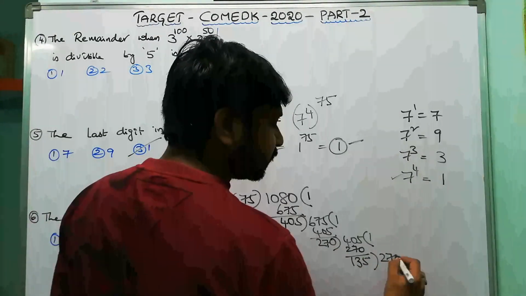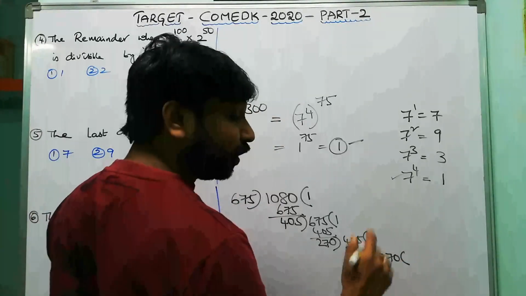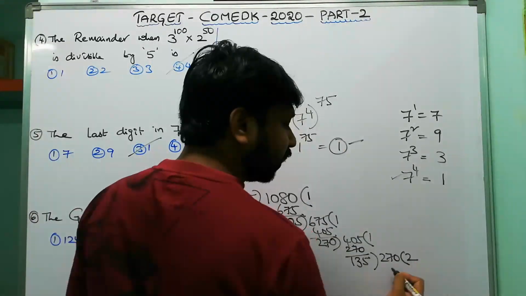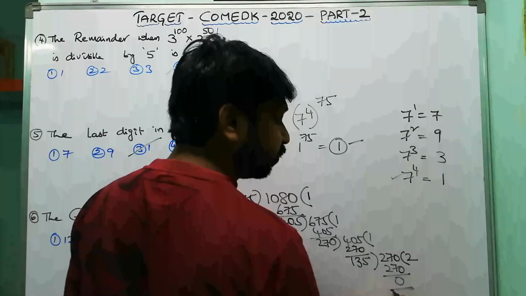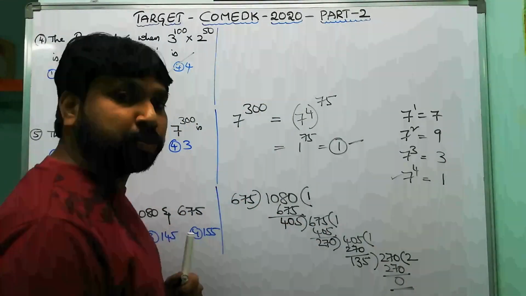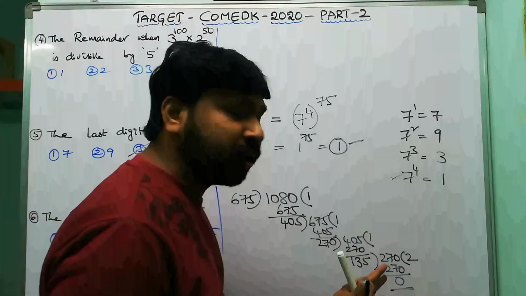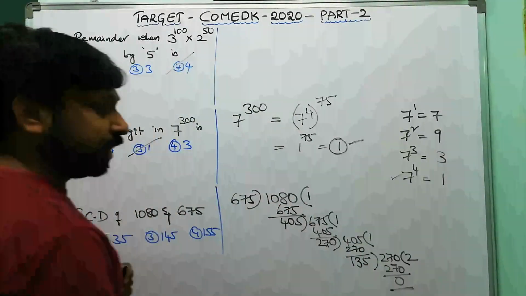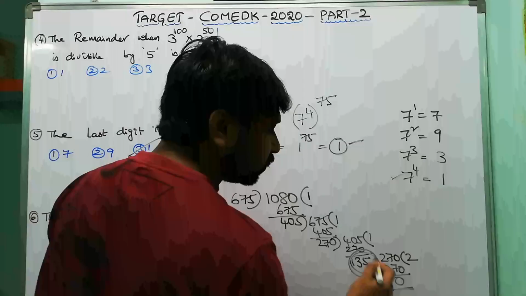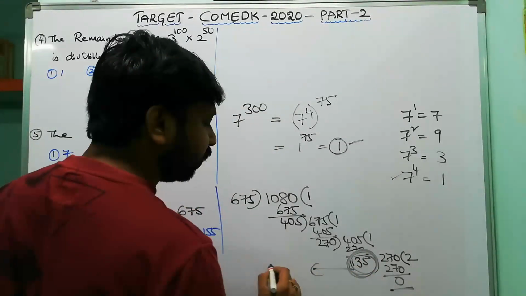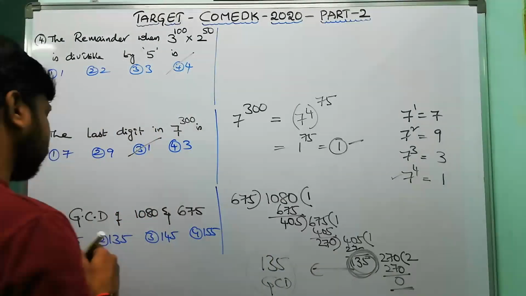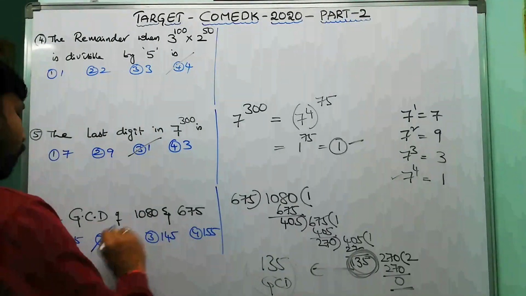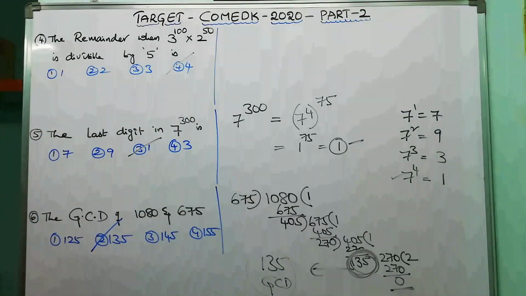135 is there, 270 is here. 135 exactly divides 270 two times, 135 × 2 gives 270, so the remainder is 0. You should do this process until you get the remainder 0. That is the GCD. So which number is your GCD? This 135 only. 135 is your GCD, friends. So which option is correct? Your option is 135, the second option is correct, friends.